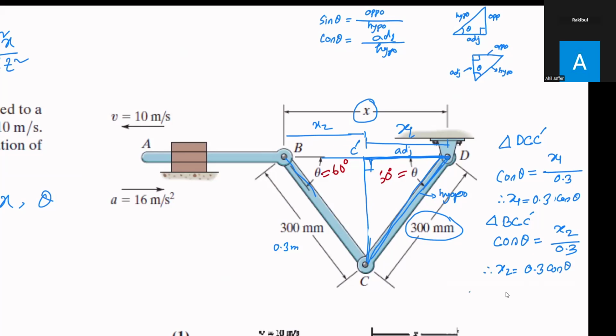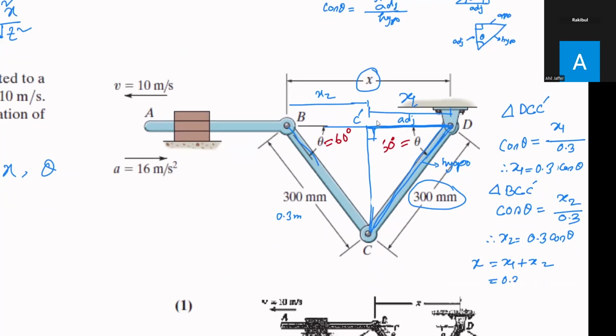So what is our x? Because we have to go to x. So x equals x1 plus x2. Am I right? So it's basically 0.6 cos theta. So now we have a relationship between the linear and angular. Clear? That's good.